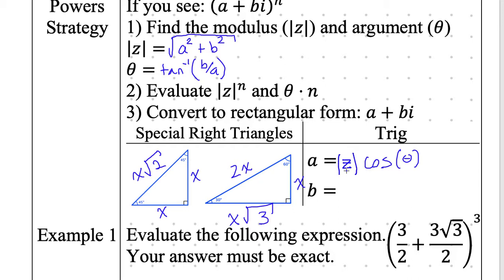What about B? Can someone give me the formula for B? B already has an i next to it, I'm just looking only at B. So sine of theta multiplied by, no, look at your formula up here. Absolute value of z. What is that called? The modulus, exactly.